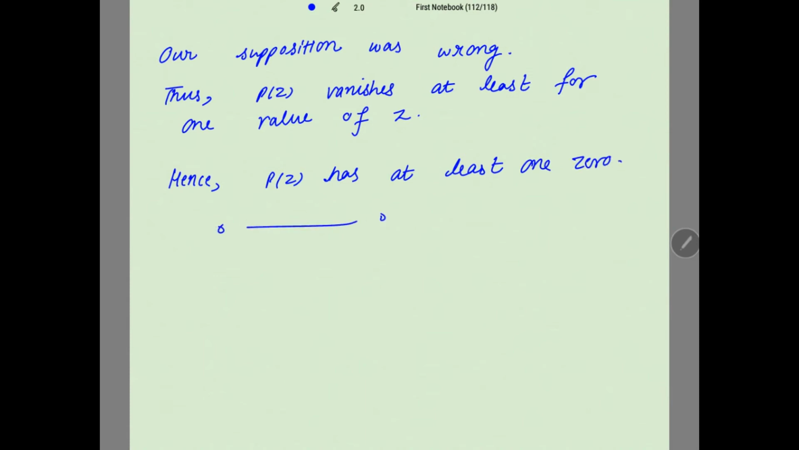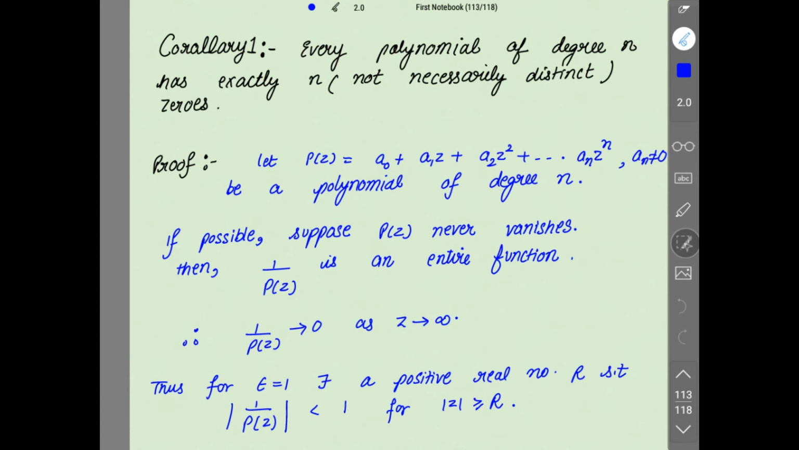Now some of the corollaries for this theorem. Let's do that. Similar proof, nothing different. So the first corollary is: every polynomial of degree n has exactly n zeros. Just now we talked about how this polynomial has at least one zero. But if your polynomial is of degree n, then it has exactly n zeros, right? So the proof will be the same.